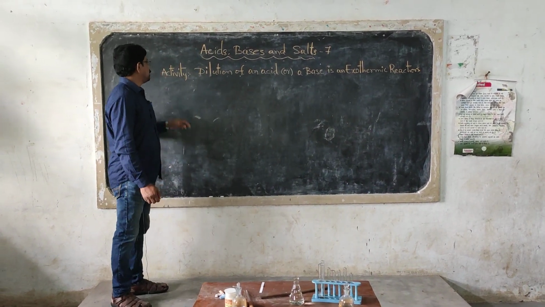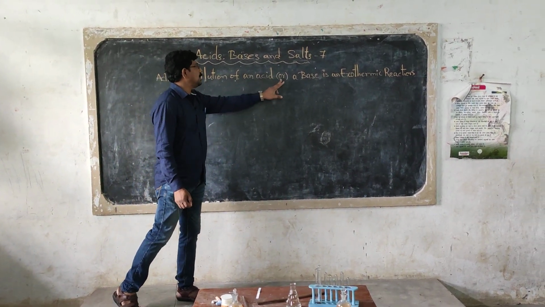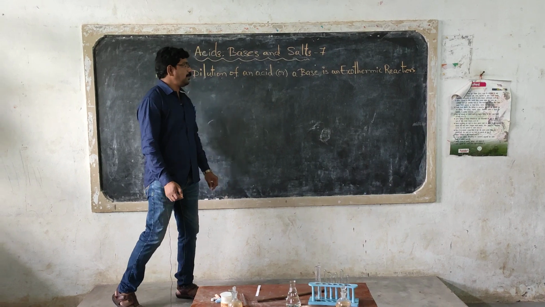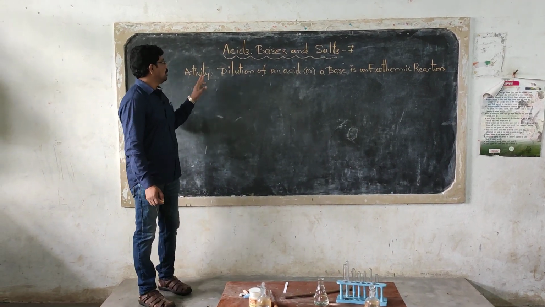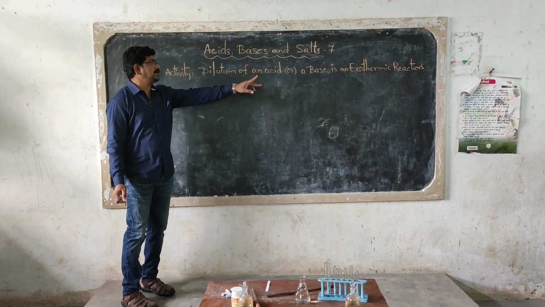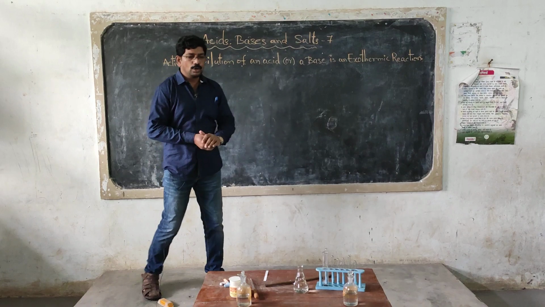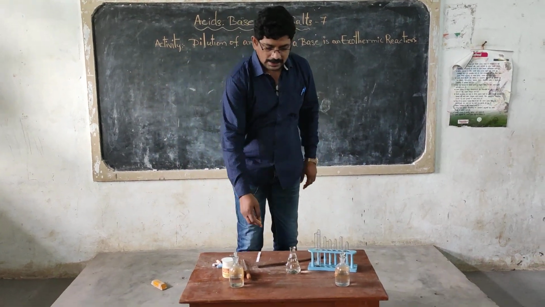In this session, we are going to learn what is meant by dilution of an acid or a base. At the same time, we are going to prove with a lab activity that dilution of an acid or a base is an exothermic reaction. To prove that, what are the materials required?